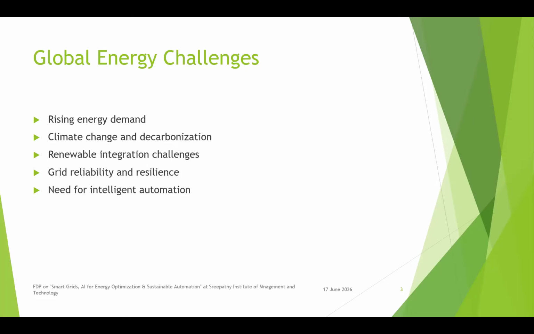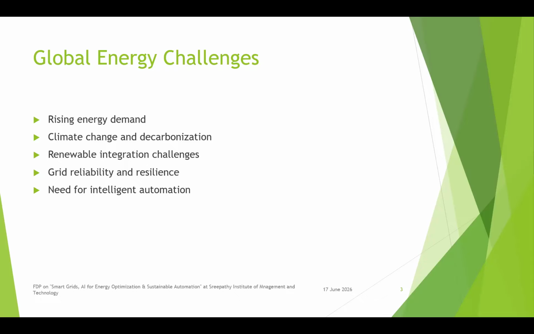So the grid itself is adopted with machine learning, IoT, and so on. Intelligent automation should improve when we integrate AI techniques, which should improve efficiency and reduce cost. It should also support the integration of renewable resources. So these are some of the global challenges.